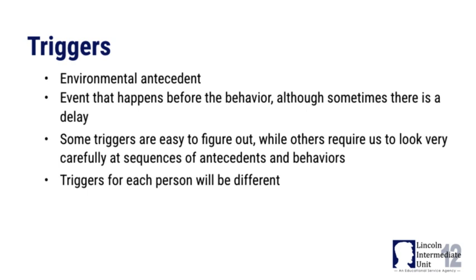One type of antecedent is known as a trigger. A trigger is an environmental antecedent. It's an event that happens before the behavior, although sometimes there's a delay. We can't say that it happens within 5 minutes of the behavior. Some triggers are really easy to figure out: when a student loses a game in gym class, when they fail a test, when a demand is put on them that is hard for them to do, when a fire alarm goes off. Those are all really easy triggers to identify.